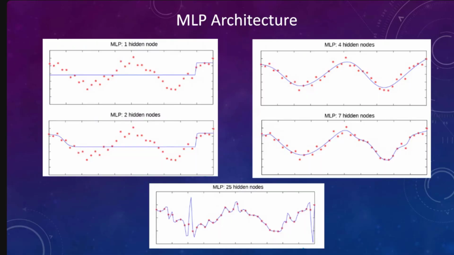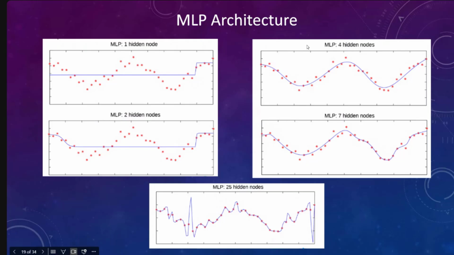And finally, we see how the number of hidden nodes affects the training of the model. If we have one hidden node, it is basically like a perceptron, so it is not able to classify our data. It is simply a straight line.